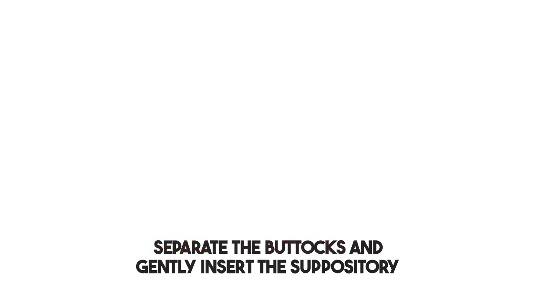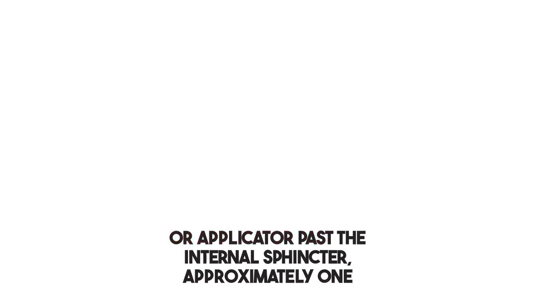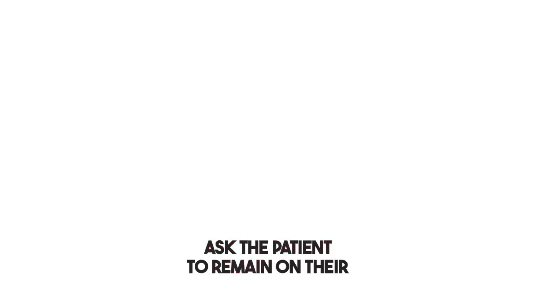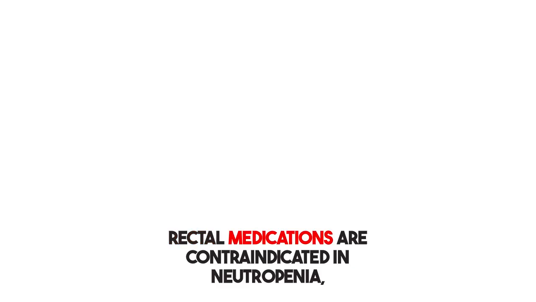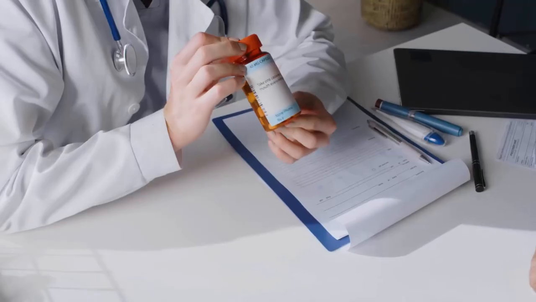Separate the buttocks and gently insert the suppository or applicator past the internal sphincter, approximately 1 inch for children and 2 inches for adults. Ask the patient to remain on their side for at least 5 minutes. Rectal medications are contraindicated in neutropenia, rectal bleeding, or recent rectal surgery.